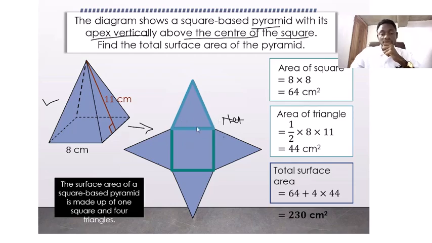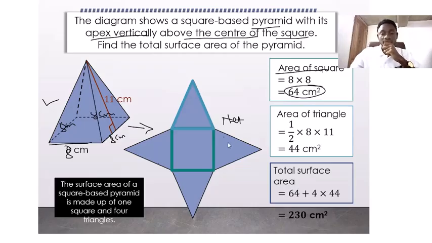After you have found the area of the 4 triangular faces, then we find the area of the square and we add them up. So area of the square: from here, this side is 8 centimeters. All the other sides are also 8 centimeters because it's a square, and for a square, all the sides are equal. So area of the square is 8 times 8, that is length times length, and 8 times 8 gives us 64. So the area of the square equals 64 centimeters squared.